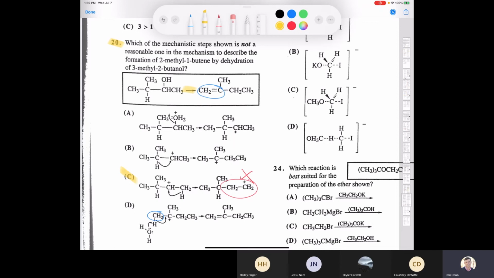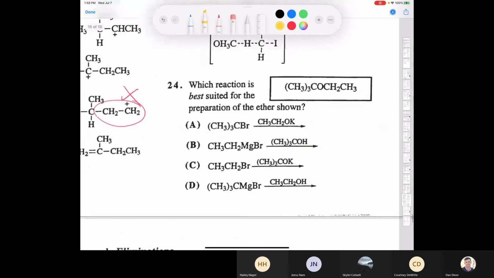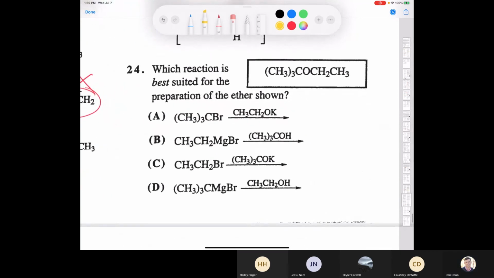What's this? Question 24. Yeah, okay. Let's say we wanted to make this ether. Okay, so let me draw the bond line structure of this ether. We have an ethyl group over here. So you want to make tert-butyl ethyl ether, which is, again, this compound right here. Which one of these reactions would be the best way to do it? There's one of them that is definitely the best.